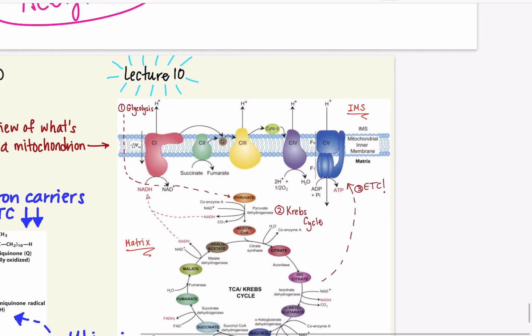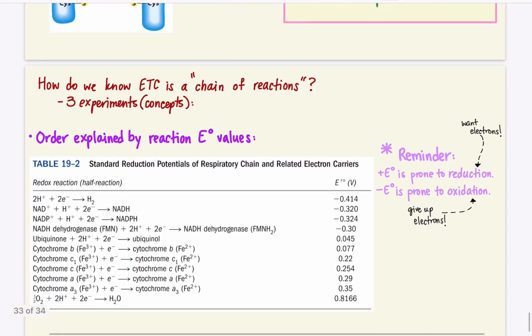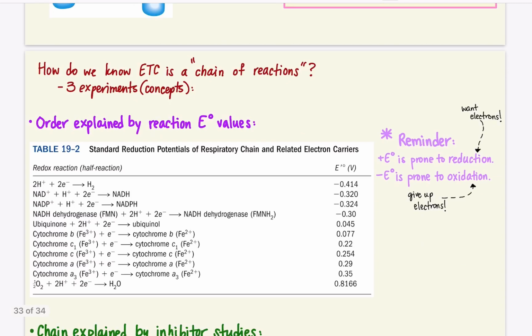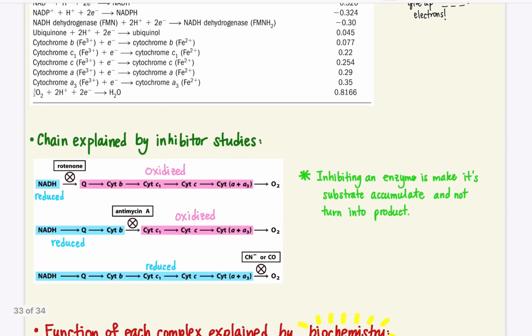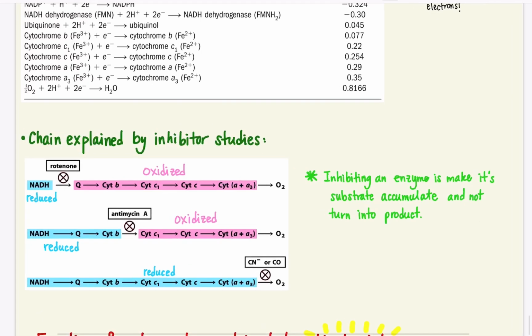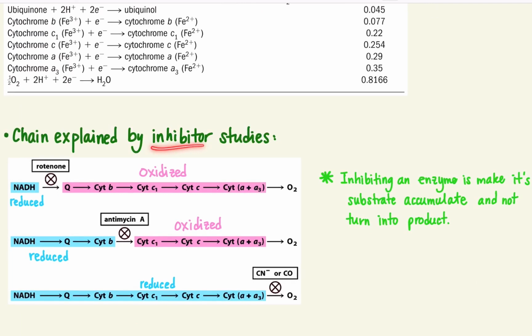Okay? Now, going back, this was the first experiment, or one of the first experiments, that identified and explained the order of these complexes in the electron transport chain. The next experiment we talked about is understanding the chain of ETC by using inhibitors.